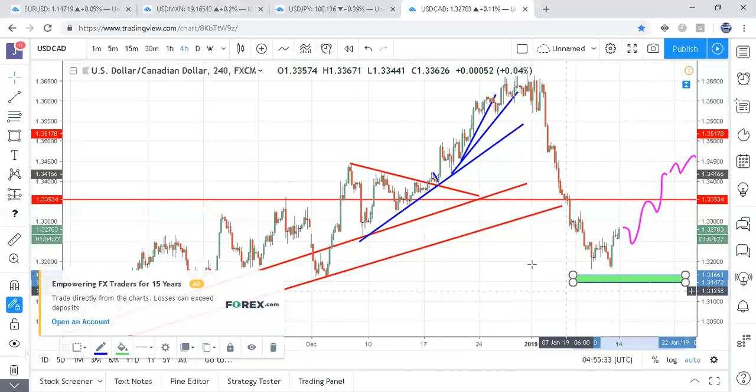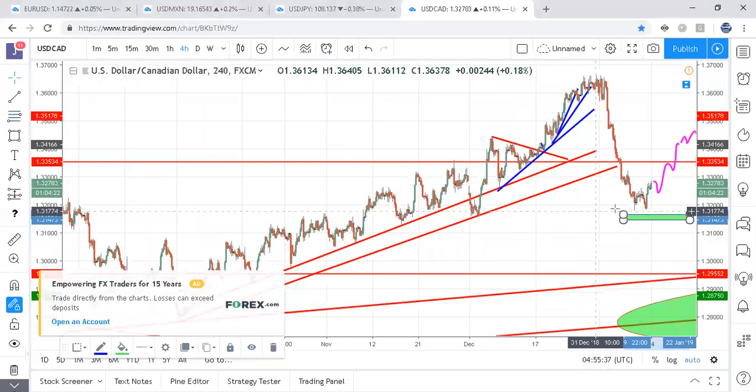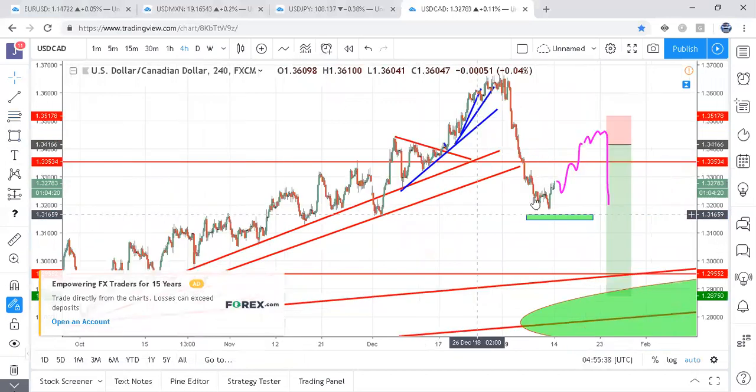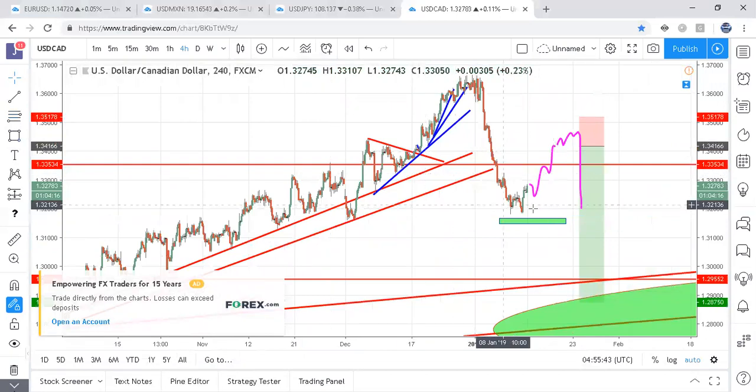If it breaks this 130, 500, it is possible. No, it's not possible. Once it breaks that, it's going down. So that's another thing to keep in mind. But yeah, I'm looking forward to that retracement. If we have no retracement, then whatever.